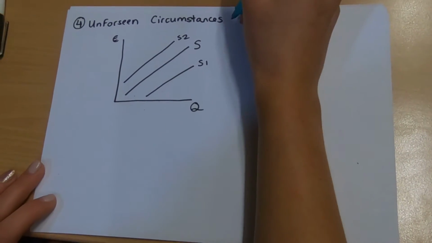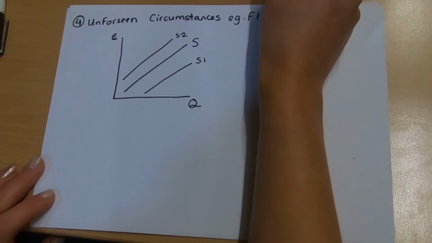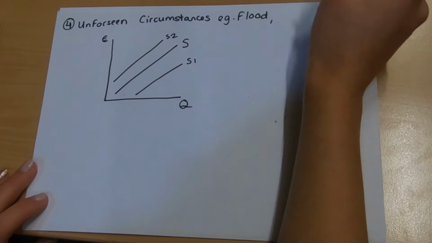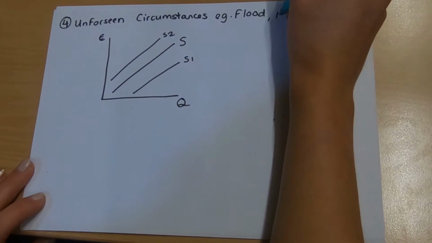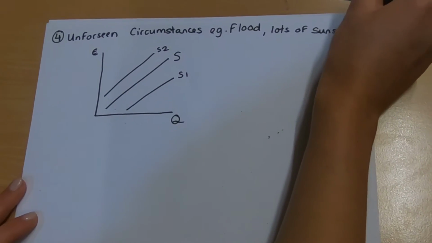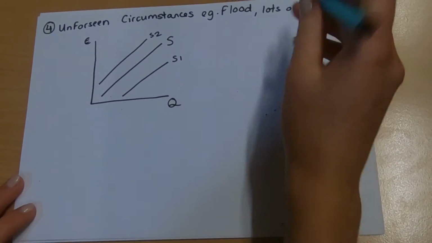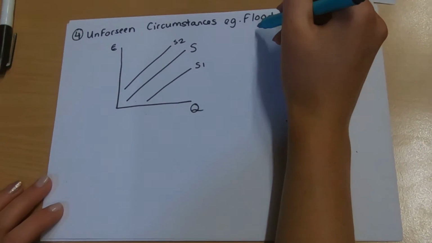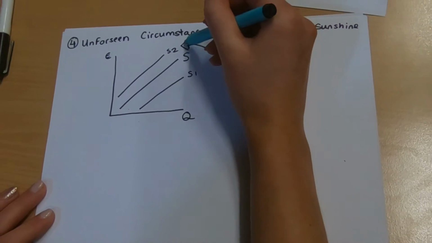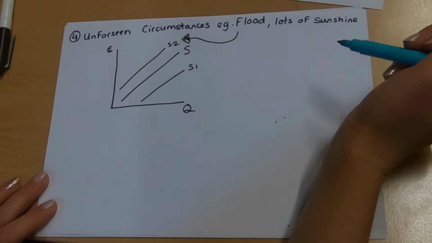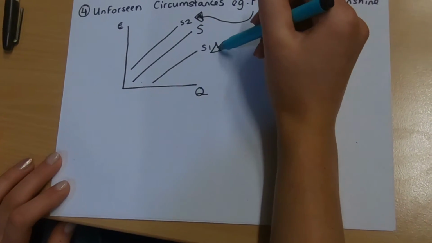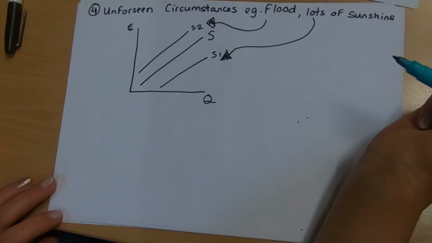Unforeseen circumstances, for example, may be a flood, which is an example of bad weather, or lots of sunshine. A flood, for example, may ruin crops and may cause a decrease in the quantity supplied. However, lots of sunshine may cause an increase in the quantity supplied of crops.